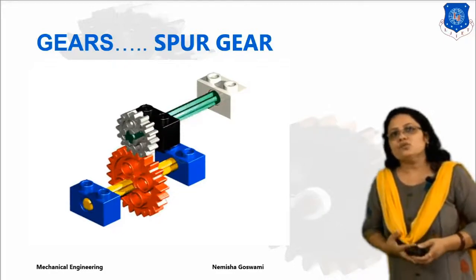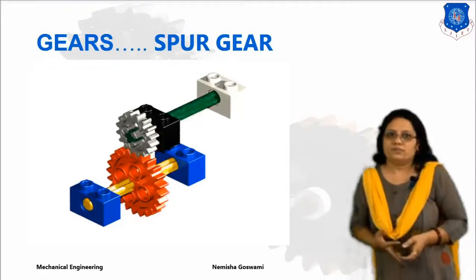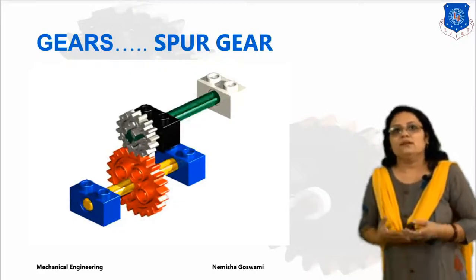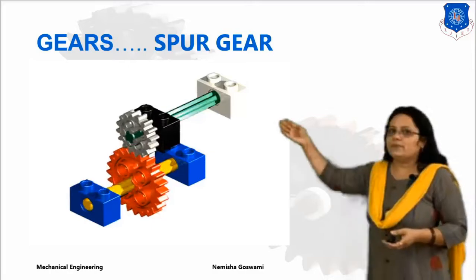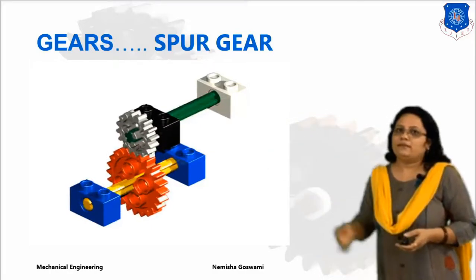So what are the applications of this type of gear? This type of gear is basically used in washing machines, and a washing machine is present in every household. So this is the basic application of this type of gear, the spur gear.